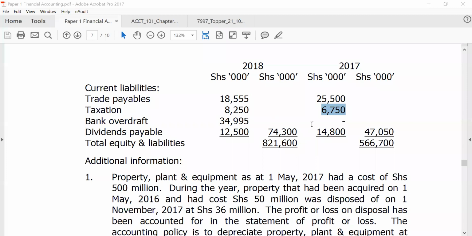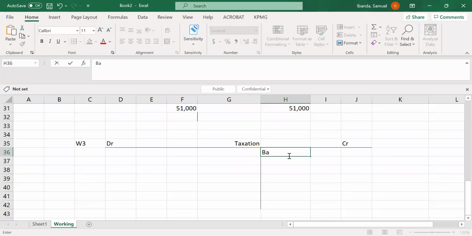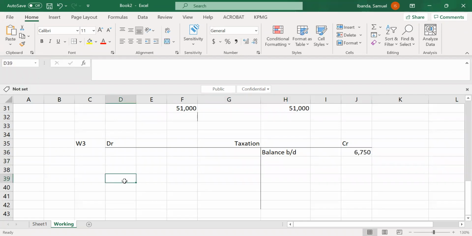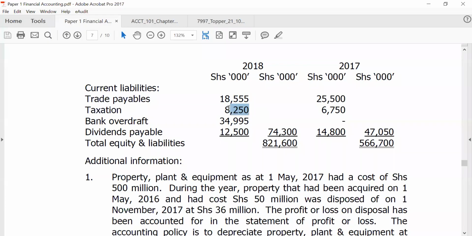So I was saying that for taxation, this is our balance brought down, 6,750. So you bring it here in the taxation account. You say balance brought down of 6,750, and then you have your balance carried down. Your balance carried down from what we have when you come here is 8,250. So I'll bring that right here.